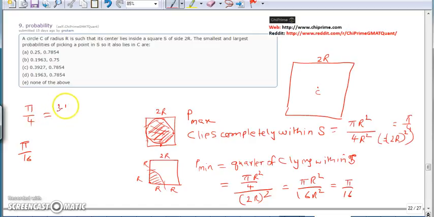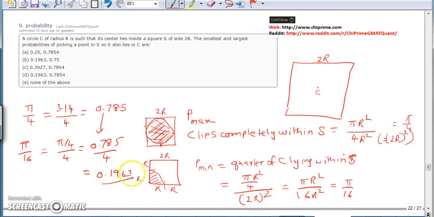Let's try this first. Let's assume pi is 3.14. We know it's a transcendental number that has an infinite expansion, but for purposes of this calculation. If you carry out this calculation, then you see that this comes out to 0.785. Not that hard to do, really. For pi by 16, we just realized that this is pi by 4 divided by 4. So we just take this number here, then divide that by 4, and we get something like 0.1963. All right, so the minimum and maximum values of the probability we're looking for are 0.1963 and 0.785.